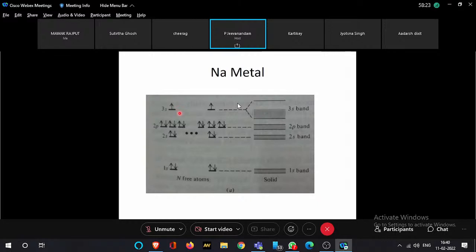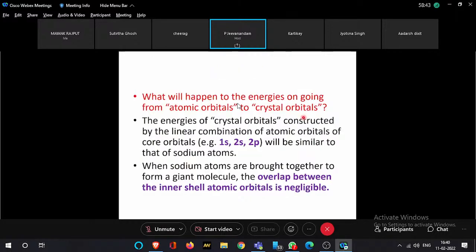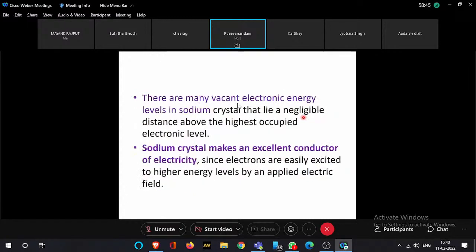Anyway, now the question is, these energy spacings are so closely spaced that even at room temperature you can easily excite your electrons from here to here. So what does it mean? I am going to have very good conductivity because the spacing is so close. Now I will ask one question. Is it possible to experimentally observe the difference between different energy levels in a band?